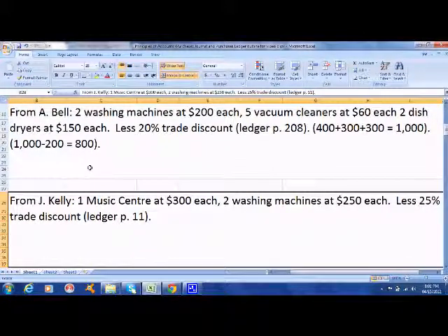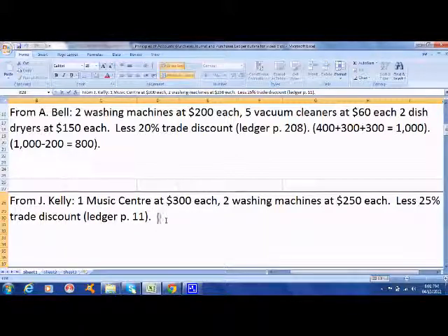Next one is Mr. J. Kelly. So please remember as you go to write down the questions, please. From J. Kelly, one music center at $300 each, 2 washing machines at $250 each. When I add both of these, I get what? $550, right? Alright, you're gonna get 550. Then you're gonna find 25% of the 550.